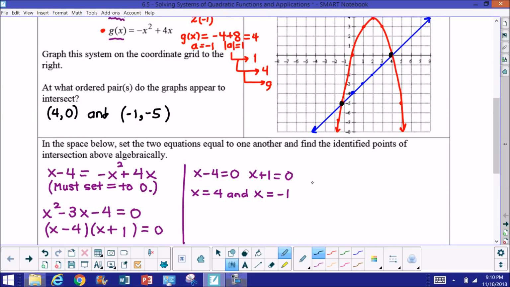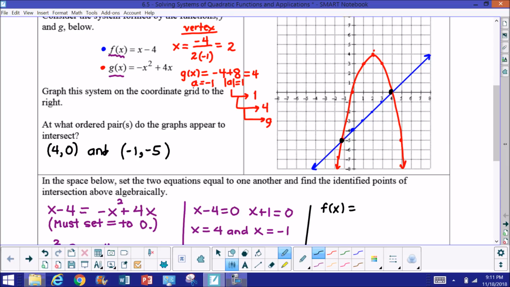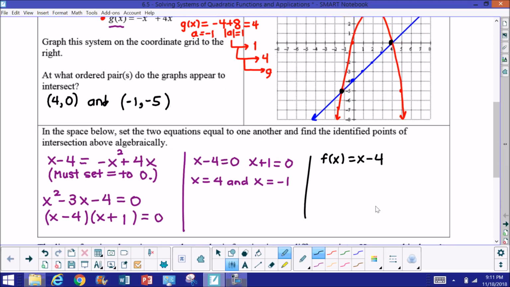I think I know what you're talking about. I think you're all saying that f of x is probably the easier one. Yep, remember that f of x is x minus 4. And just simply plug in each of those points in for that x. Plugging in 4 gives you, of course, 4 minus 4, which will be 0. Plugging in negative 1 would give you negative 1 minus 4, which is negative 5.